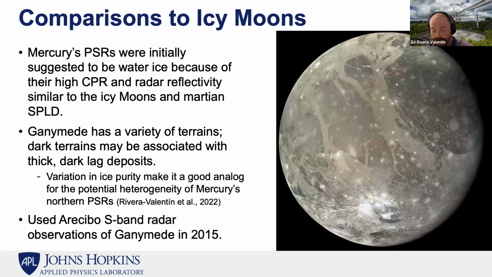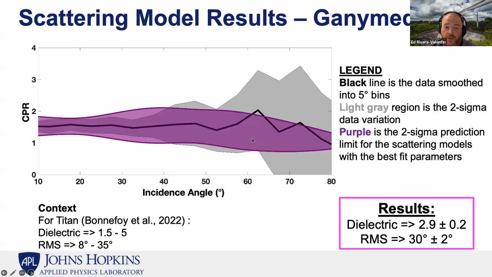In this example, I'm going to be specifically talking about Ganymede, because Ganymede has both light and dark terrain. So it has semi-pretty ice and rather dirty ice. That might be a better analog for Mercury's PSRs, where I was already identifying evidence that there exists variation in the impurities across each crater and within each crater. So I went back to that data and we started looking at, all right, now let's develop a radar scattering model just for Ganymede. That's what I'm going to show you here.